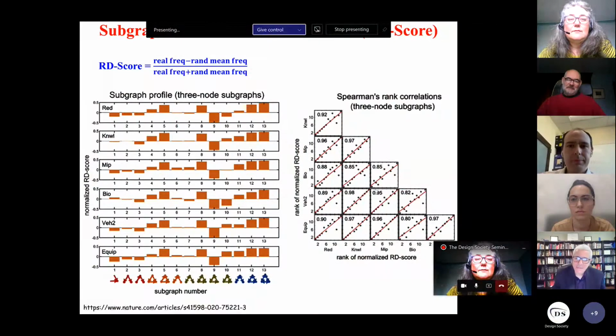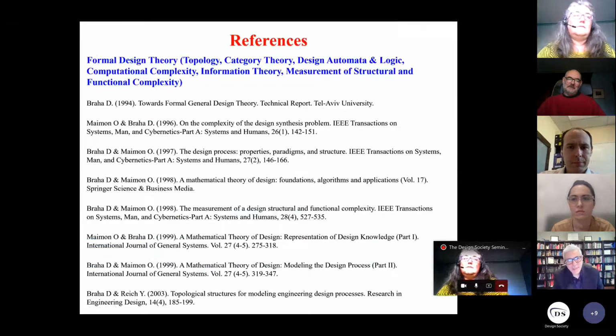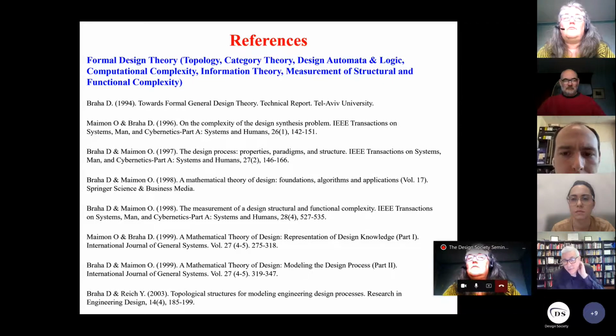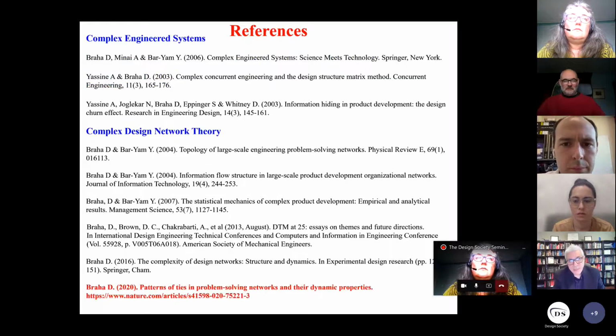I just want to share with you, if someone is interested to read more, I'll put it on the screen so everybody can see it later. Those are some papers related to formal design theory, the use of topology, category theory, measurement of design, structural complexity, as well as some references related to complex engineered systems.